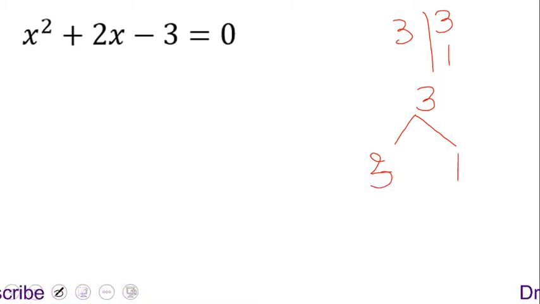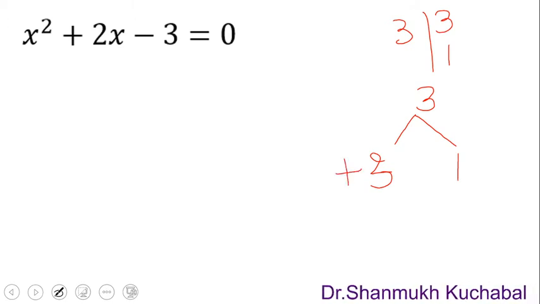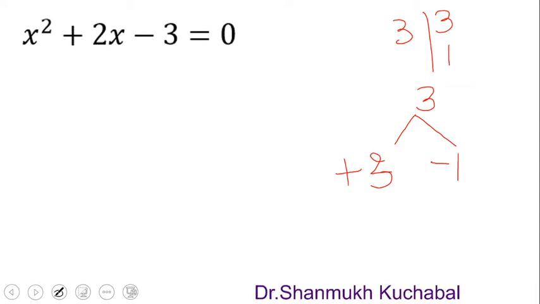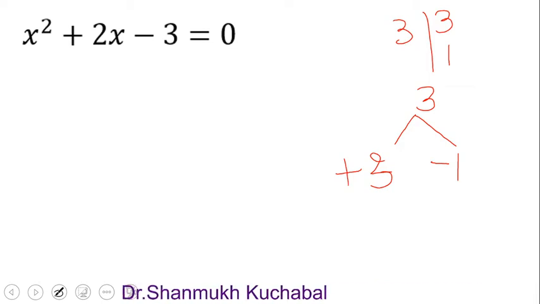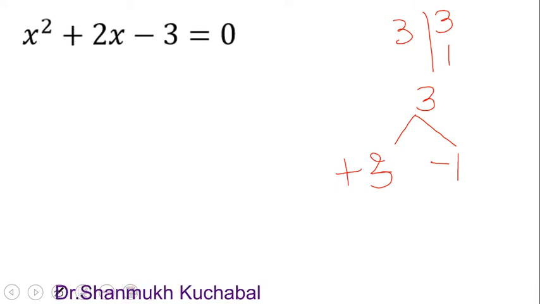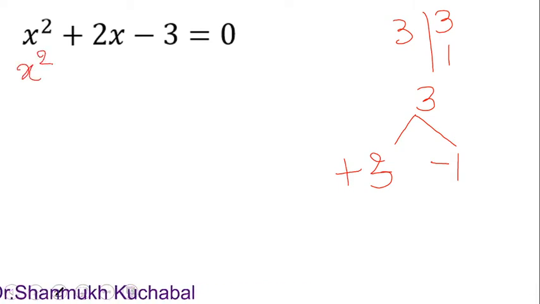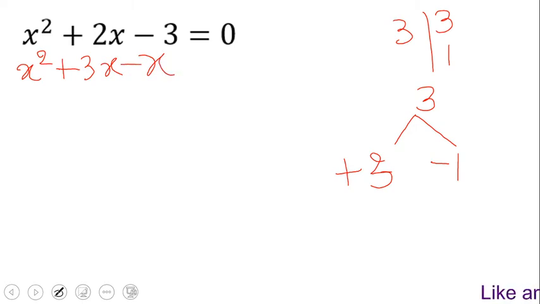So addition or subtraction, we want it plus 2. So the greater number I take as a plus, the smaller number I take as a minus. So the factors are plus 3 and minus 1. So we can write this as x square plus 3x minus x, and the last term is minus 3, equal to 0.